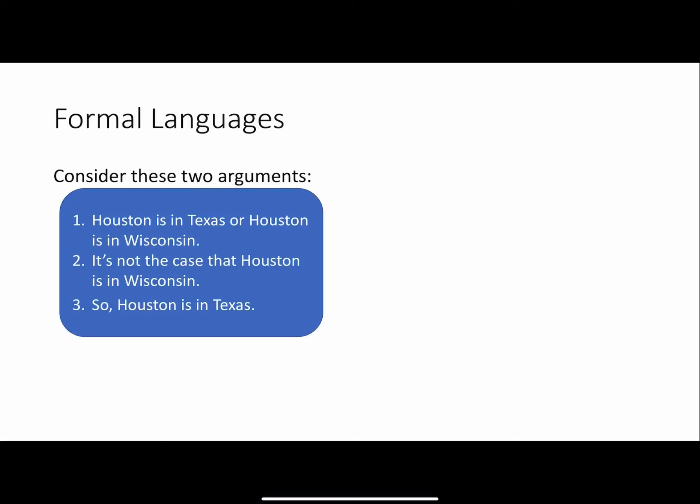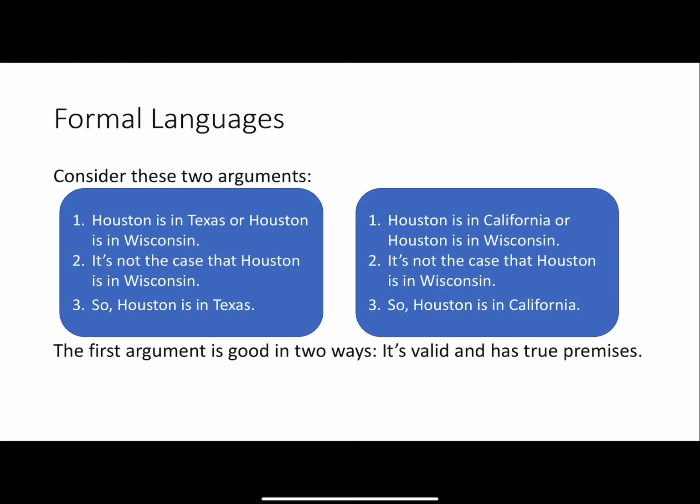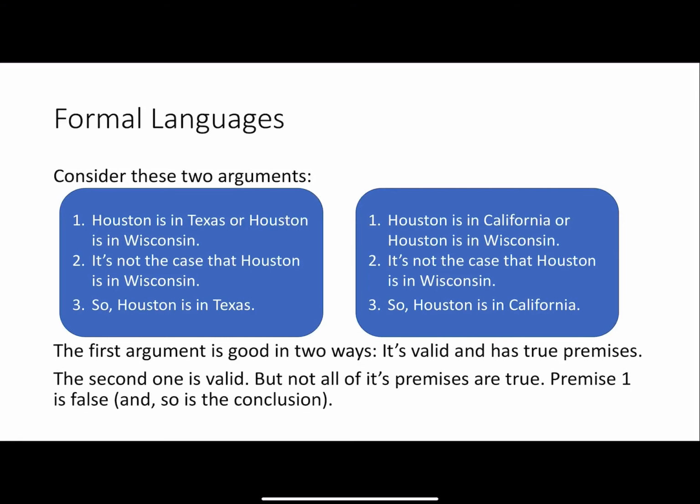Now here's the next argument. Premise 1, Houston is in California or Houston is in Wisconsin. Premise 2, it's not the case that Houston is in Wisconsin. So, conclusion, Houston is in California. Now notice, the first argument is good in two ways. It's valid and it has true premises. It's sound, in other words. The second argument, on the other hand, though valid, does not have all true premises. Premise 1 is false, and therefore, so is the conclusion.